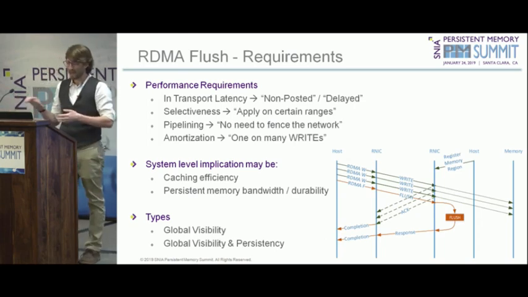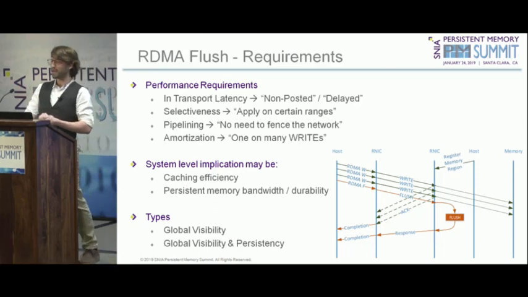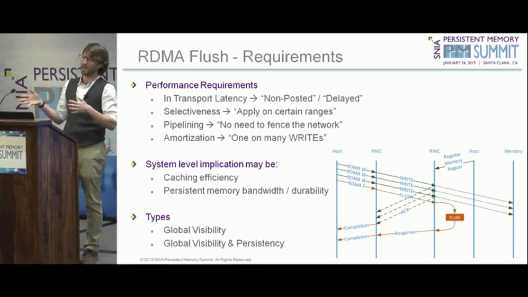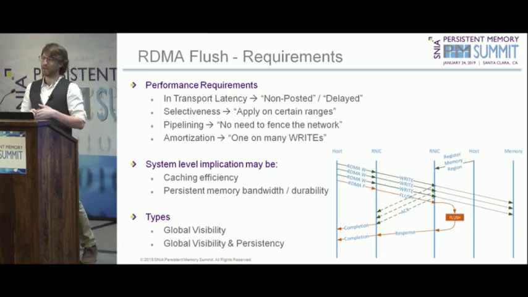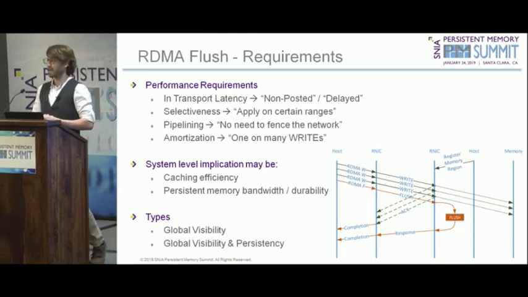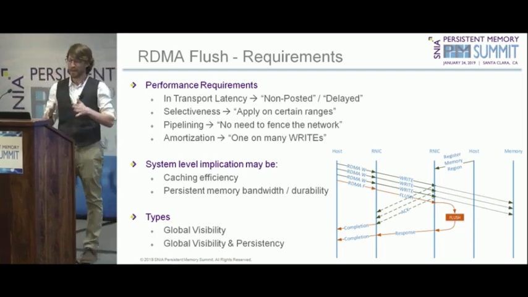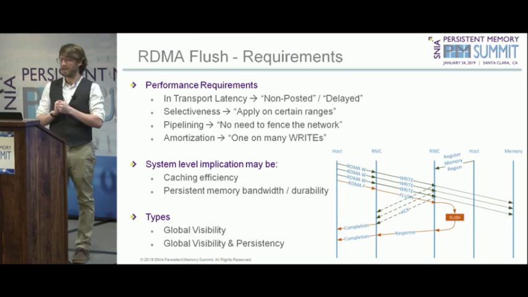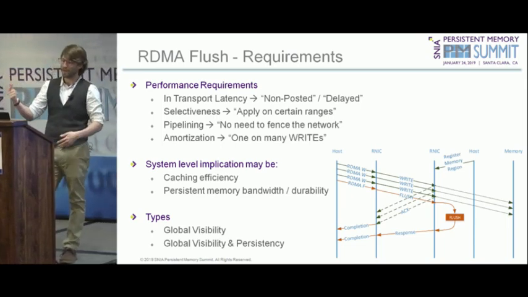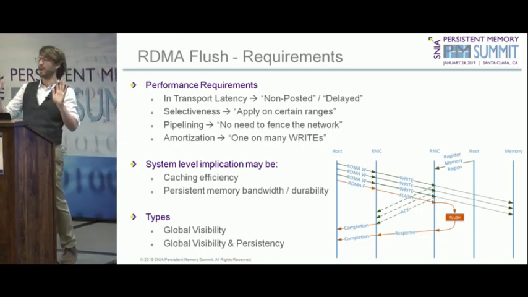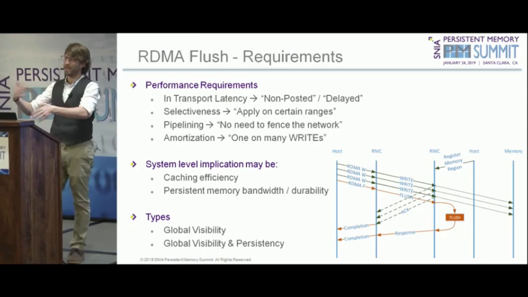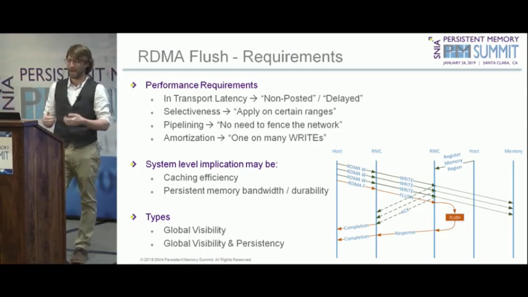Because we want to delay it, we make it a non-posted operation, meaning it could be delayed. We want it to apply on certain regions because we want it to be selective. We don't want to flush all of the memory subsystem every time we get this packet. We want it to be pipelined. We don't want to fence the whole network because of one operation. We don't want the application on the requester side to wait because it has posted this operation, because it may want to do many such operations, pipelined.